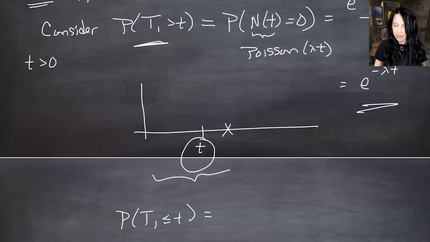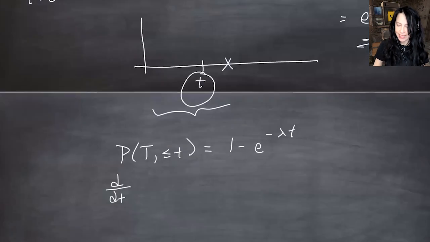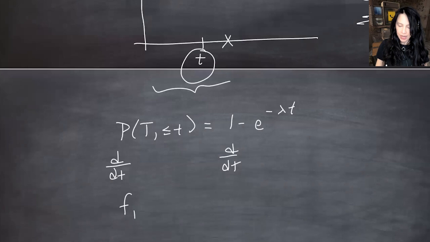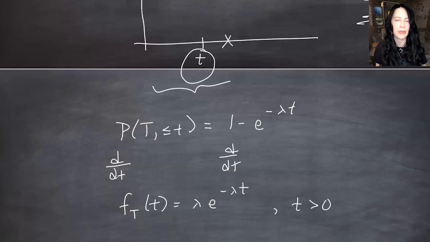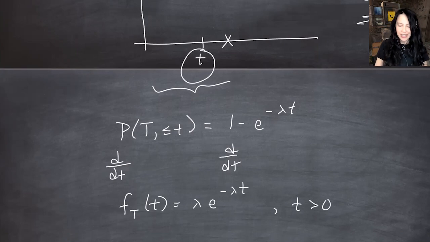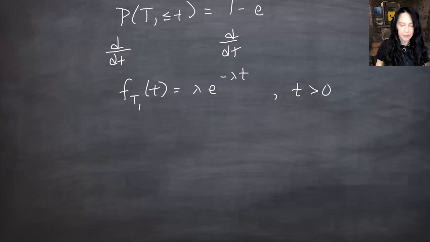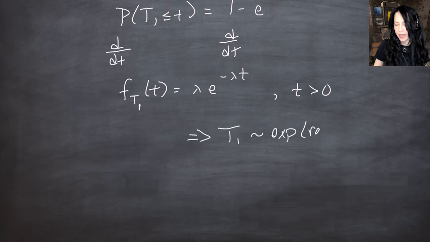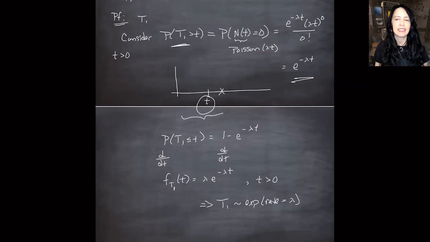You'll get the CDF for T1 is 1 minus e to the minus lambda t, and you might recognize that as the exponential CDF. But if not, take the derivative on both sides with respect to t, and you'll get that the PDF is lambda e to the minus lambda t. And these random variables do live on t being greater than 0. So what we have just shown is that T1 is in fact exponential with rate lambda. Okay, I'm going to go for T2, because T2 is a little different.